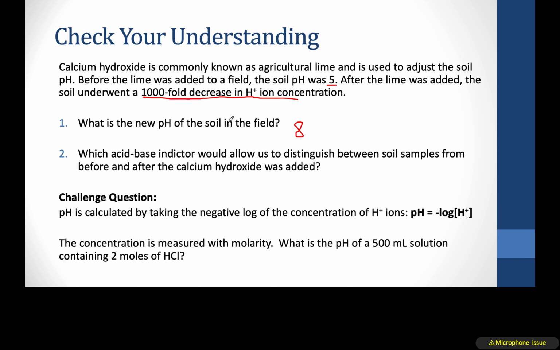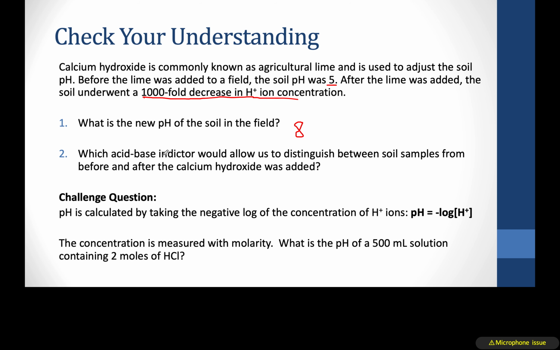All right, and again, that's because a 1,000-fold decrease in H plus. Remember, the less H plus you have, the less acidic and the more basic, and the higher numbers mean more basic. Okay, and we went up 3 because there's 3 zeros. All right, that's what tells us. So if it was 10 times, it'd be 1 step. 100 times is 2 steps. 1,000 times is 3 steps.